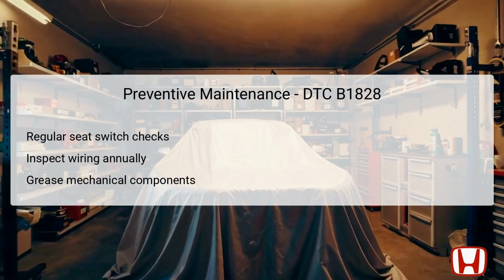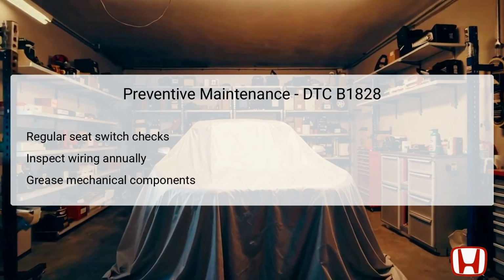While specific preventive maintenance for DTC B1828 wasn't explicitly mentioned, adopting a few best practices for the power seat mechanism can mitigate future issues. Regular checks of the power seat adjustment switches should be conducted to ensure they are responsive and functioning properly. Additionally, annually inspecting the wiring associated with the power seat system can help catch potential issues before they escalate into significant problems.